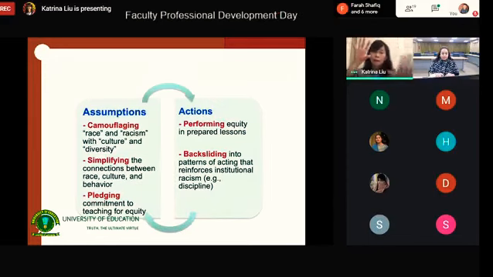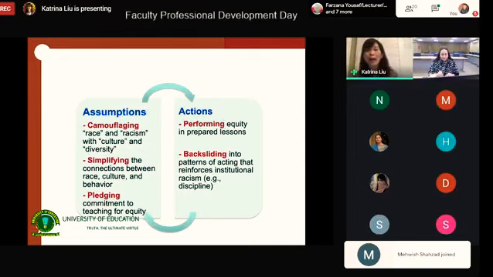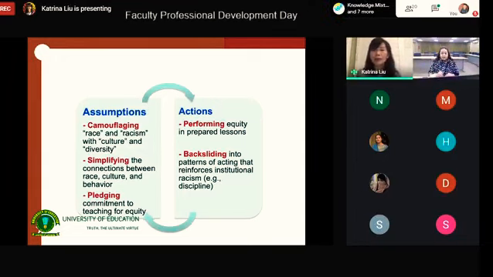So this framework again helped me to map out their assumptions and actions. I can see the student teachers have certain assumptions. They usually simplify the connection between race, culture, and behavior. They believe when a student behaves certain ways, it's because of their culture. And they're able to pledge, meaning commitment. They oftentimes are able to say they're committed to social justice and equity. But in actions, especially in those unexpected times, when it's not exactly what they planned, they are more likely to fall back, backsliding into patterns of institutional racism, like disciplining the body and segregating the body of kids of color.